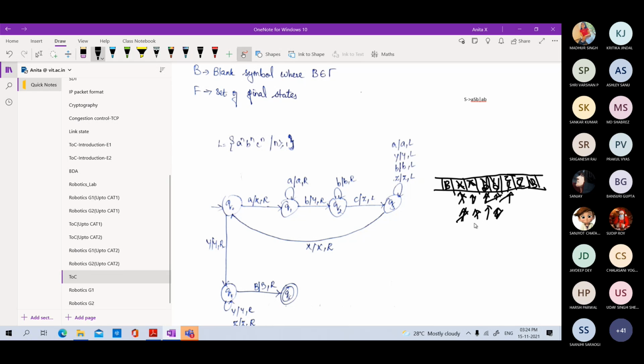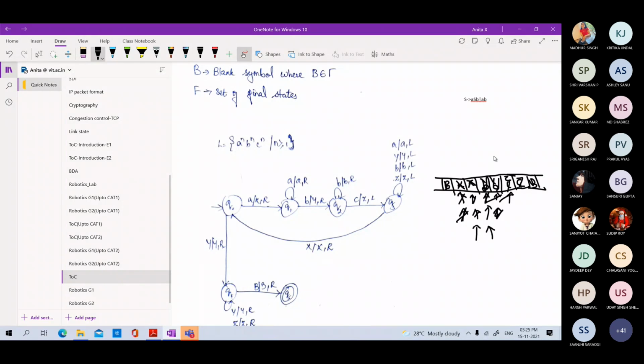So here I am traversing towards this side. So what will I do? When I encounter X, I will be moving my tape head towards the right side. So when I am in this position, that is I am in state Q3, I am encountering X. So what should I do? I have to move my tape head towards this position. So I am in this position. So what is the meaning over here?